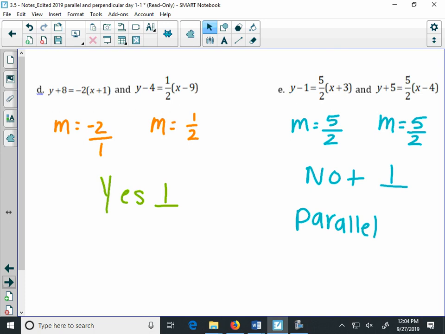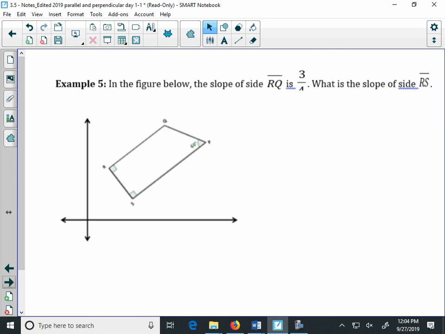We take a look at the last one. It says the slope of side RQ, this purple side, is 3 over 4. We want to find the slope of this green side, RS. Well, here's the thing. We can't do rise over run because we aren't given grid lines and we aren't given coordinates. We don't really know where these points are in the coordinate plane. It's just kind of floating there. But they gave us that one side RQ is 3/4.